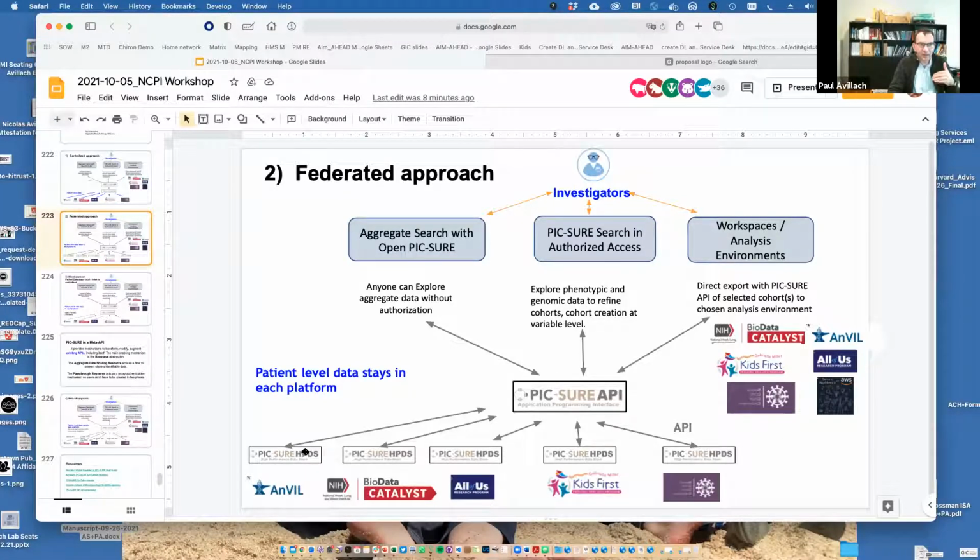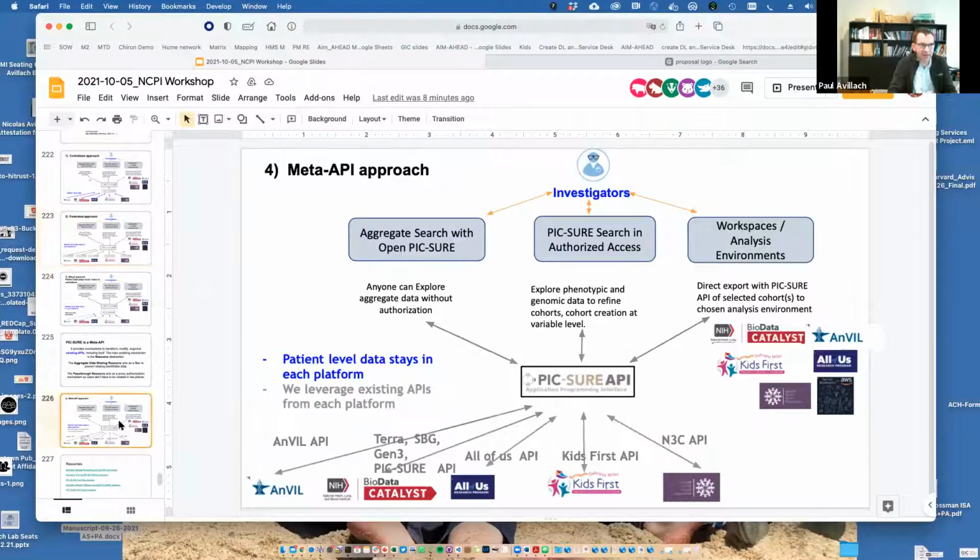Or if we don't want to install the PIC-SURE API, we can, because PIC-SURE is a meta API, and that's option number 4, leverage the existing APIs to connect to those different APIs. This is more work on the interface, because there needs to be interaction between the various APIs and the meta API. It's doable. We've done it with many different existing APIs, and it can be a mixed solution. It's not just one or the other. It really depends on what can be authorized.